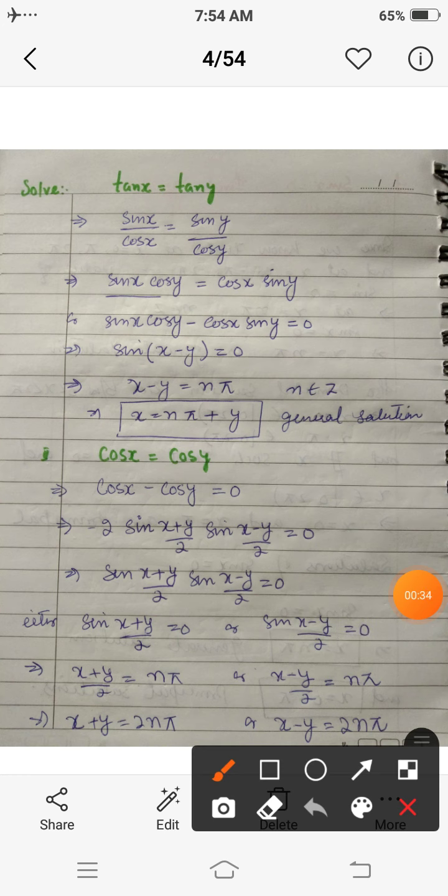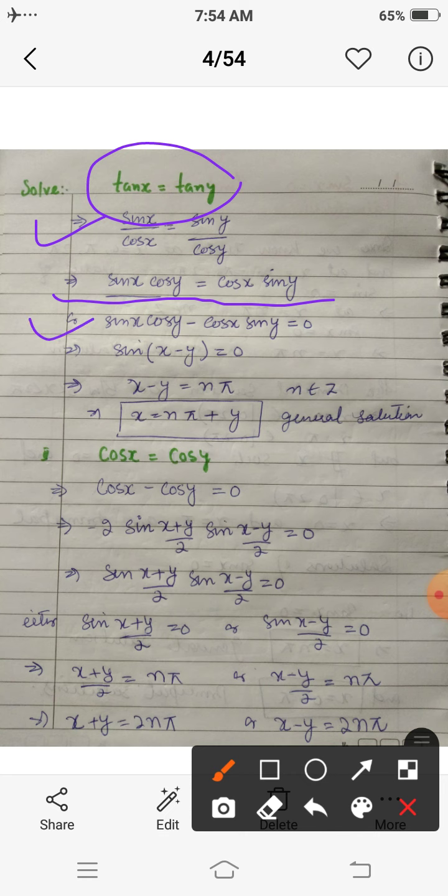Here, if we treat x to be a variable and y to be a constant or fixed number, then we have to find the relation between x and y in general. Now tan x equals tan y. This implies, while converting tan into sine and cos, sin x upon cos x equals sin y upon cos y. Now by cross multiplication, it is simply sin x cos y equals cos x sin y, or sin x cos y minus cos x sin y equals 0.